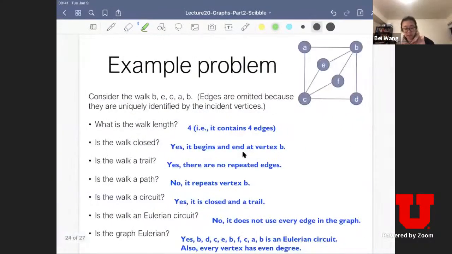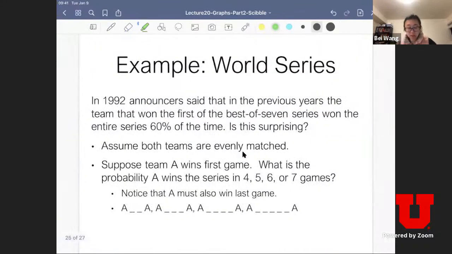And finally, let's end the lecture by looking at one more combinatorial problem. In 1992, the announcer in a World Series said that in previous years, the team that won the first of the best-of-7 series won the entire series 60% of the time. The question is, is it surprising?